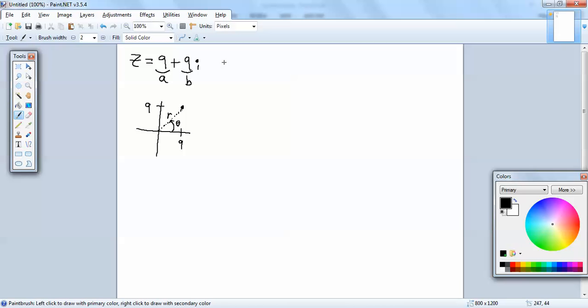Okay, well, first off, and this is actually one of the things they're asking you to find, is the modulus of z, which is the same as r, is equal to the square root of a squared plus b squared. I'm just going to leave it as r here. So a we said was 9. So we got 9 squared plus, and b is 9, so 9 squared. So that's going to be 81 plus 81, which is 162.